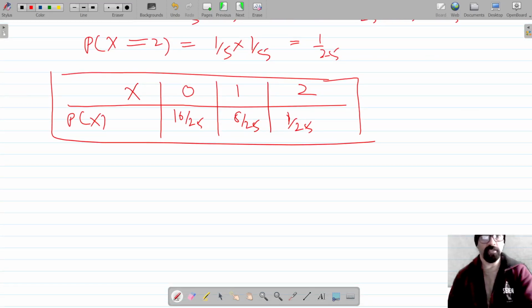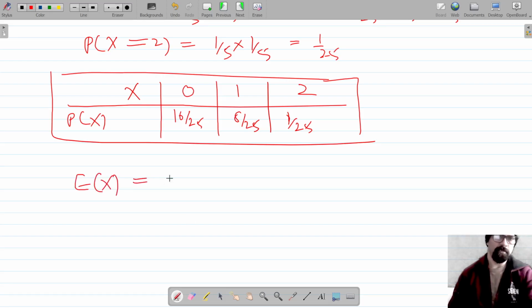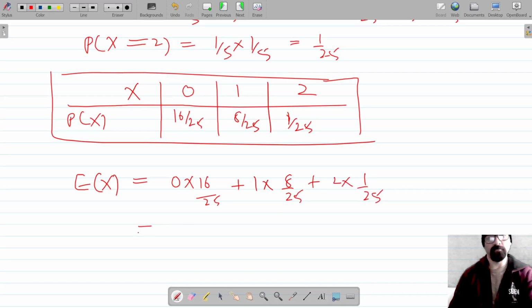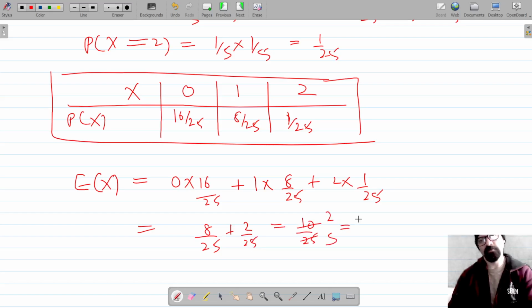Now we have to find the mean as well. So the mean of the probability distribution is 0 into 16 by 25 plus 1 into 8 by 25 plus 2 into 1 by 25. So the first term is obviously 0. This is 8 by 25 plus 2 by 25, which is equal to 10 by 25. And finally, it's 2 by 5. That is the mean.